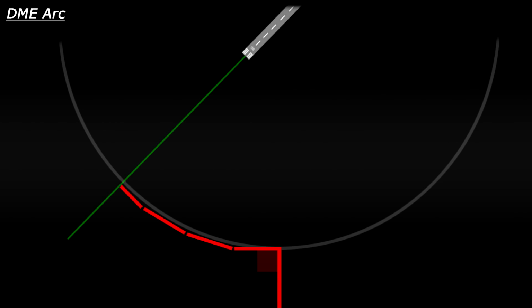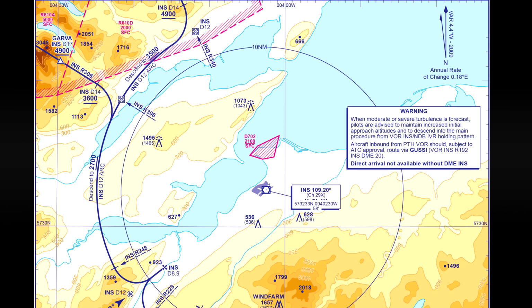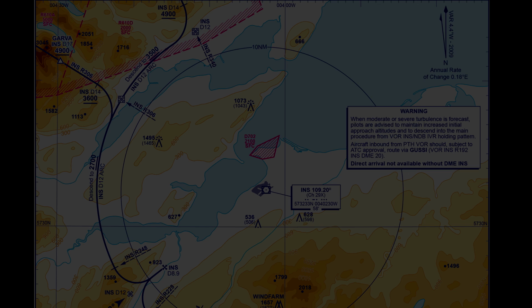First of all, let's have a look at a real world example. This is an approach chart for Inverness. Where else was I going to fly? For this example, I'm going to be approaching from the northwest and lining up for runway 05. So let's have a look at some of these markings on the charts.